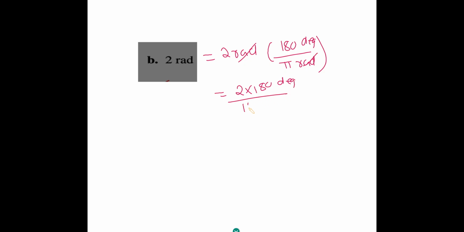Now we have 2 radians. We multiply 2 radians by 180 degrees over pi radian. Pi is nothing but 180 degrees, and we simplify it. It cancels out, so 2 times 180 degrees over pi, which is 360 degrees over pi, or we can write 114.59 degrees. Okay, makes sense.